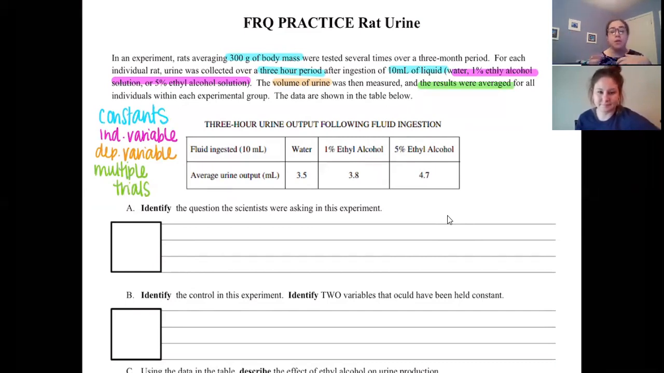So this is a great example of how to write FRQs in paragraph form and still include all the information that the reader needs in order to get full points.